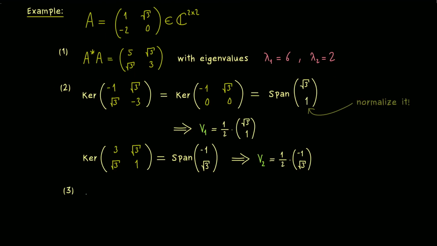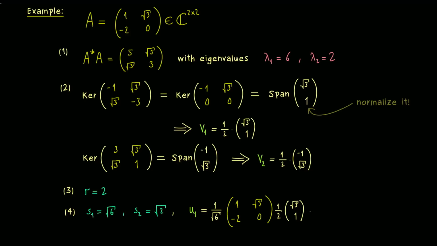Then step 3 just tells us that we have two non-vanishing singular values of A. And these are just given by the square root, so we have the square root of 6 and the square root of 2. And now, as you might remember, we actually want to calculate the u vectors, which means we have to multiply v1 and v2 to the matrix A. More precisely, we have 1 divided by the first singular value, which is the square root of 6, times the matrix A times our first v vector.